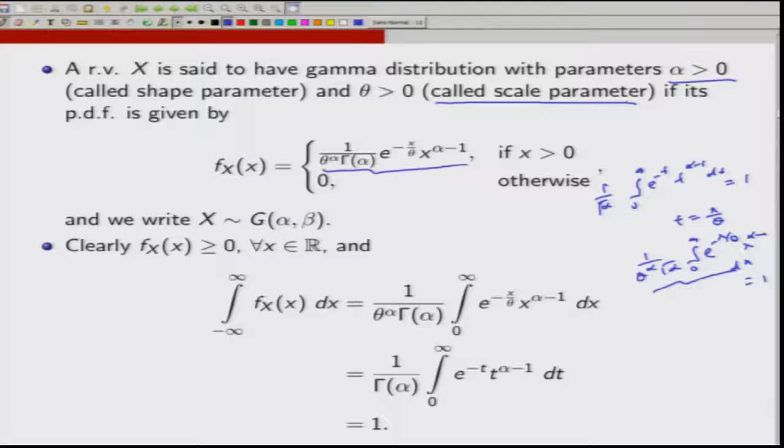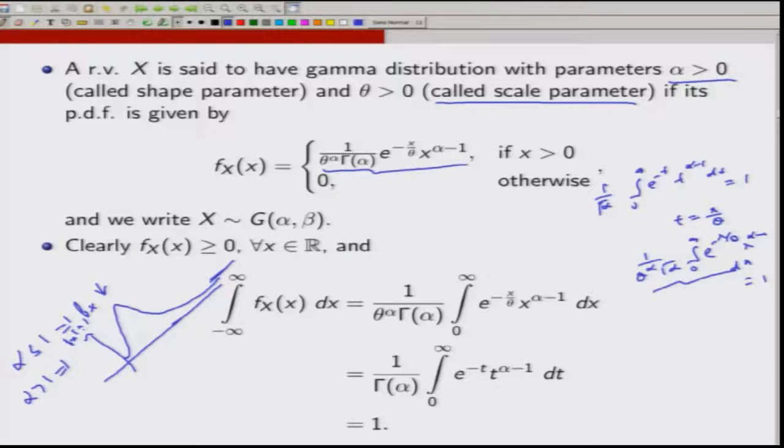As you can see, if alpha is less than 1, this implies that f x is always decreasing. So, for alpha less than or equal to 1, f x is always decreasing. If alpha is greater than 1, then f x, one can easily see, would look like this: at x equal to 0, it would be 0. So, it would be a unimodal kind of distribution. It would be slightly skewed, but it would look like this for alpha greater than 1.